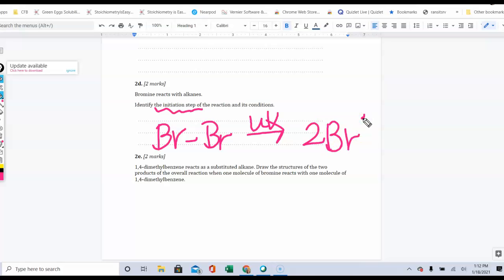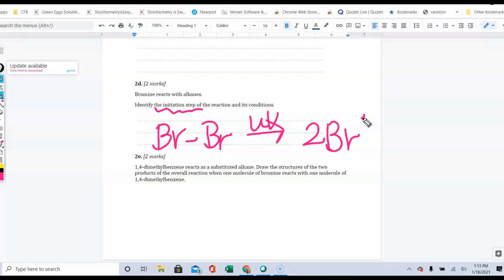Okay, so then we have next 1,4-dimethylbenzene reacts as a substituted alkane. Draw the structures of the two products of the overall reaction when one molecule of bromine reacts with one molecule of 1,4-dimethylbenzene. Okay, so what we've basically done is we have weakened the resonance structure when we have this 1,4-dimethylbenzene acting as a substituted alkane. So we're going to draw the structures of the two products of the overall reaction when one molecule of bromine reacts with one molecule of 1,4-dimethylbenzene.